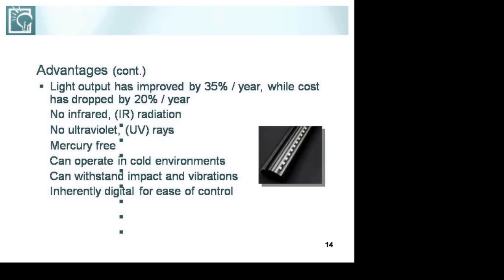The advantages are that it does not have any infrared radiation, it does not give any ultraviolet rays, and it is mercury free, which you would find in the case of a fluorescent lamp. The light output is improving by 35 percent per year, while the cost is dropping by 20 percent every year, so the life of the LED lamp is improved and the cost is decreased.